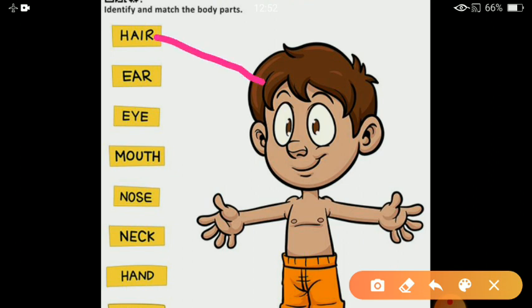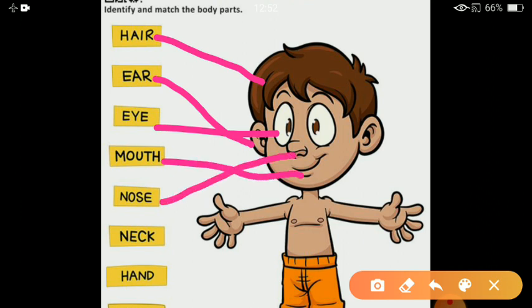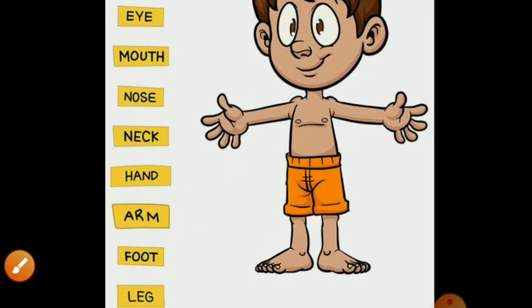Here, this one. Ear, this. Eye, this. Mouth, this part. Nose, this one. Neck, this part is our neck. So match it from here. Hand, this one. Clear? Now see.